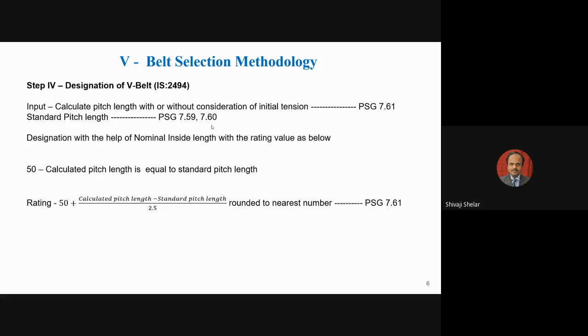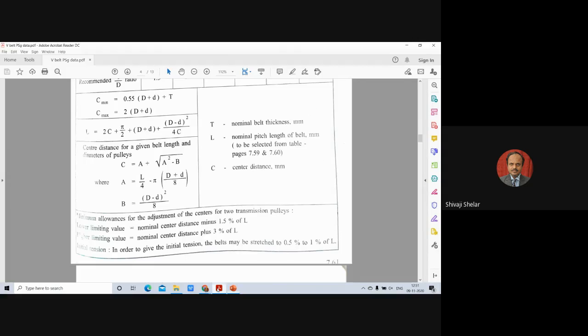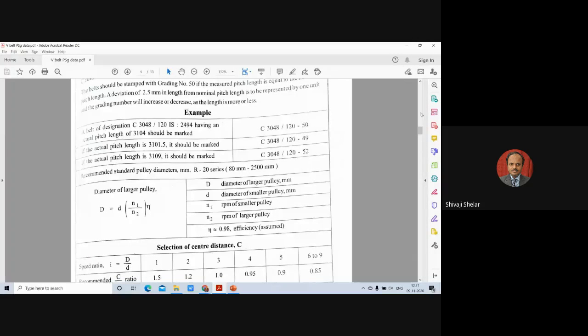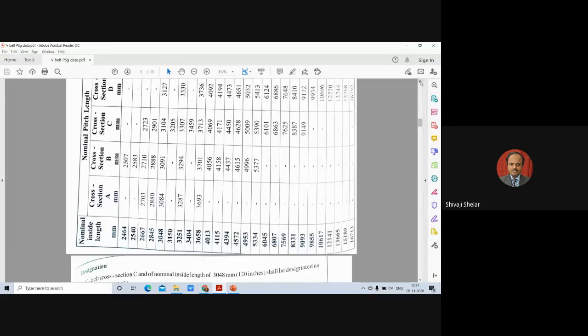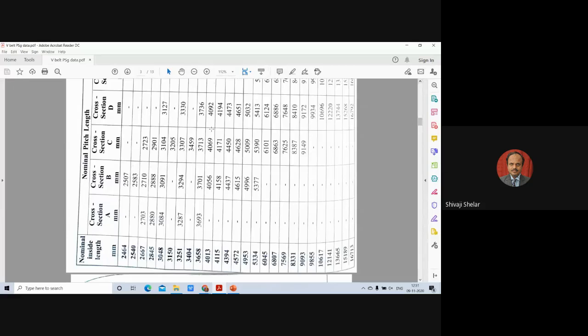Let's go to the 7.60 page. Okay, this is page number 7.60. Suppose I select a cross section C. For this cross section C, say this is 3104. This is called the standard nominal pitch length. 3104 is a standard pitch length. So this is a belt having cross section C with a standard pitch length of 3104 mm.